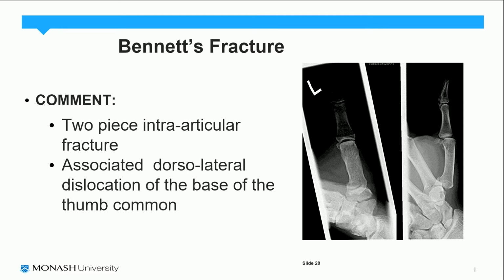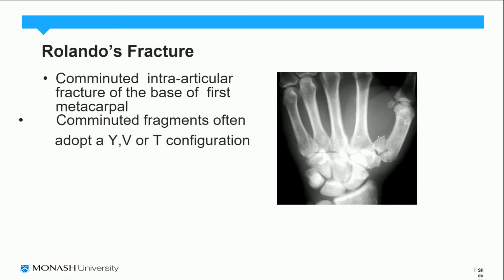Bennett's fracture is quite common. It's at the base of the thumb, and it's a two-piece intra-articular fracture. It's also important to exclude whether there's a dorsolateral dislocation at the base of the thumb.